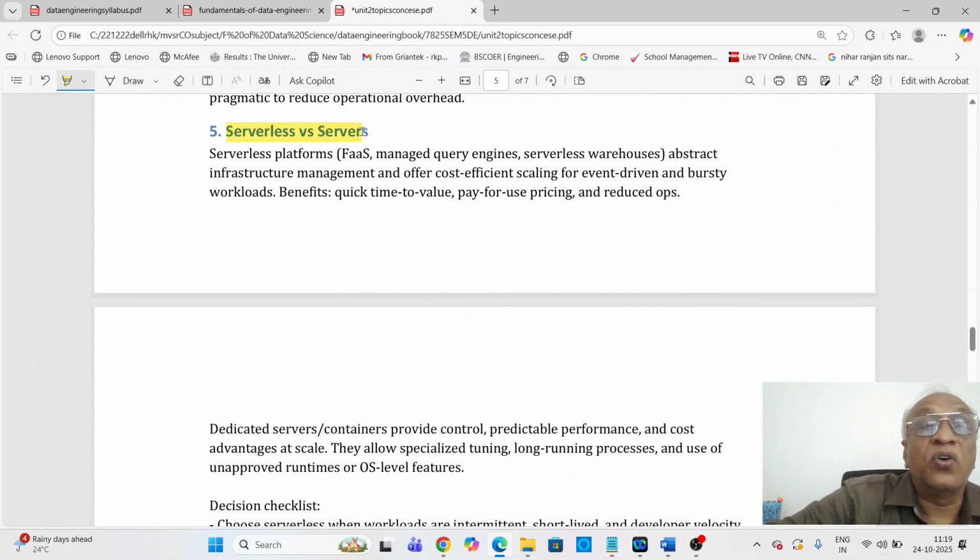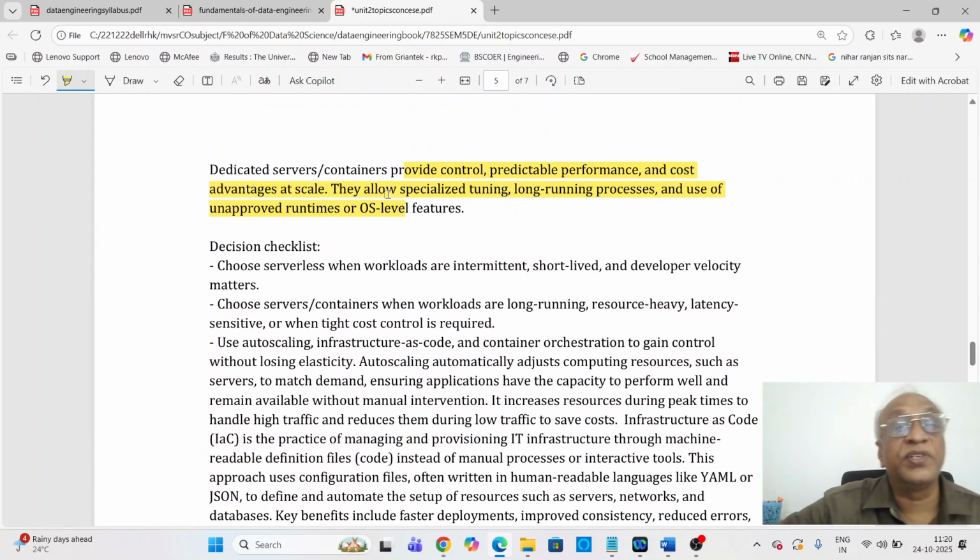You also have serverless versus server-based systems. If you have dedicated servers, containers, they provide control, predictable performance, cost advantage at scale. If you have serverless platforms like FaaS, managed query engines, serverless warehouses, they abstract infrastructure management. So the benefits are quick time to value, pay for use pricing, reduced operations.